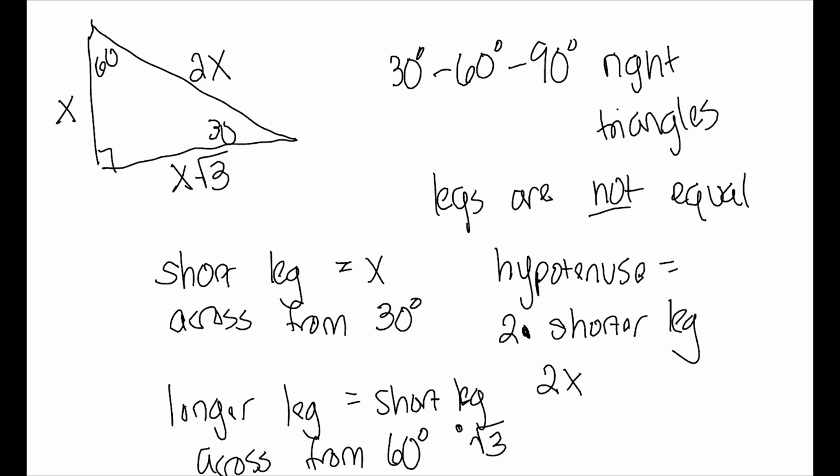So let's say we're given the short leg and it's 3 long. The hypotenuse is 2 times that length, which is 2 times 3, and the hypotenuse equals 6. Then for the longer leg, you take the shorter leg and simply multiply it by the square root of 3. So we'll have 3 radical 3 for our longer leg.